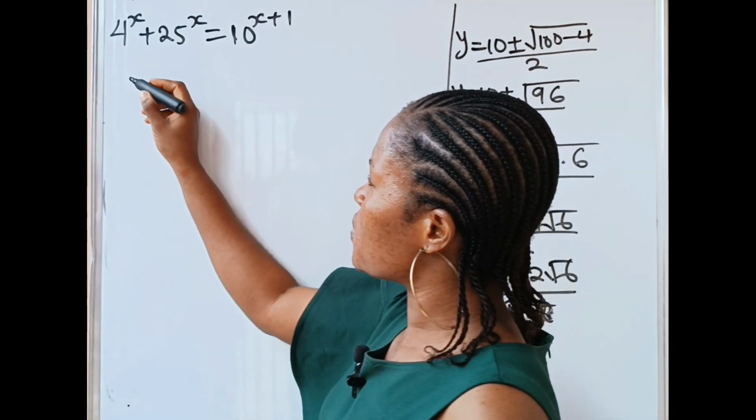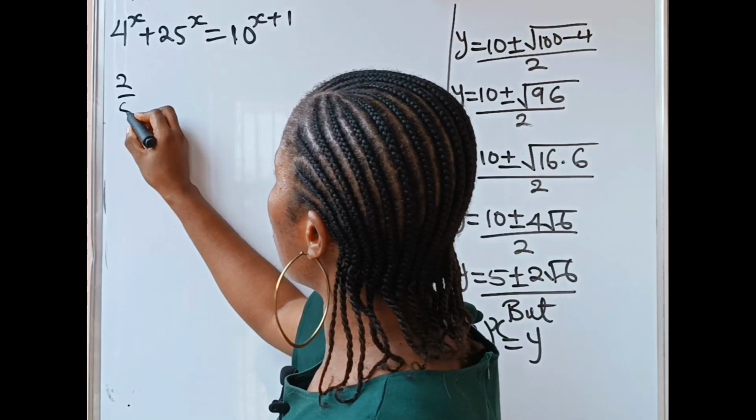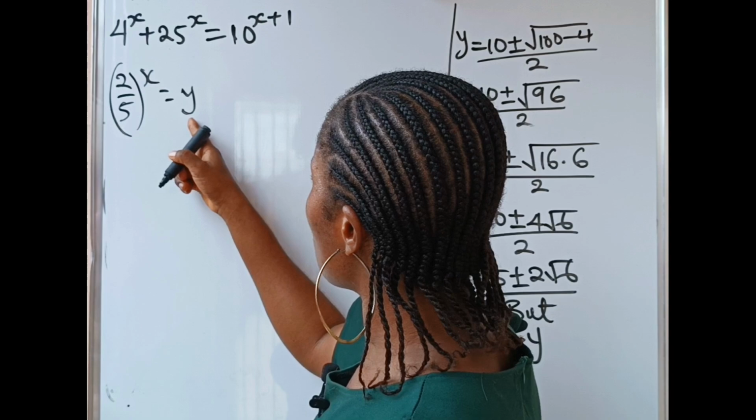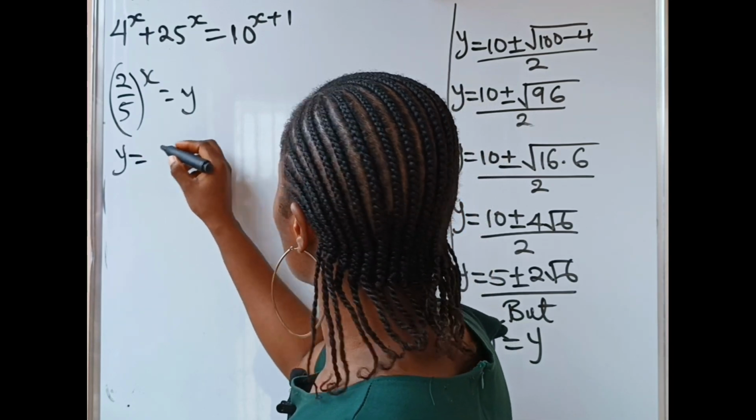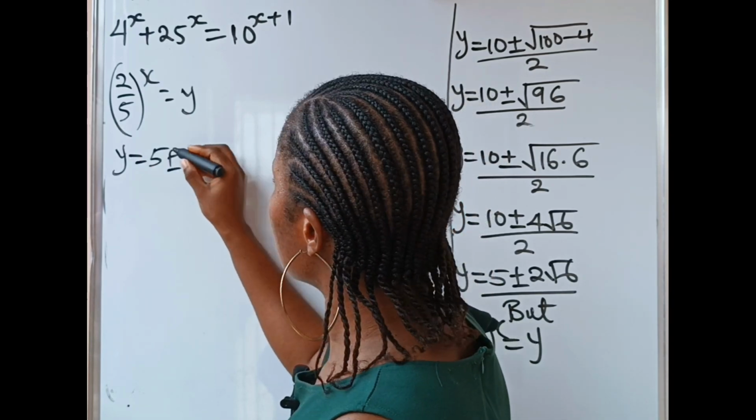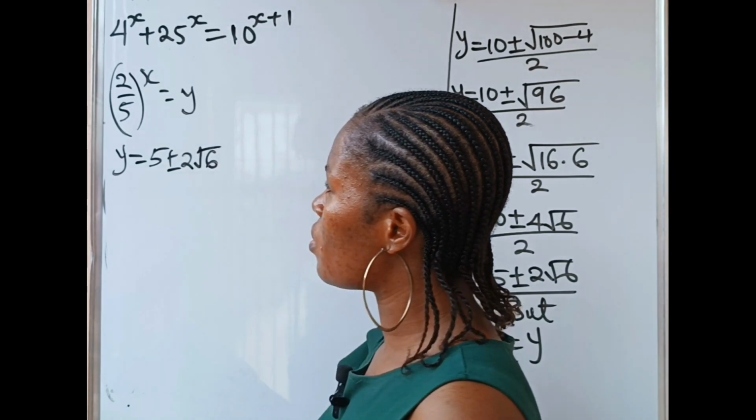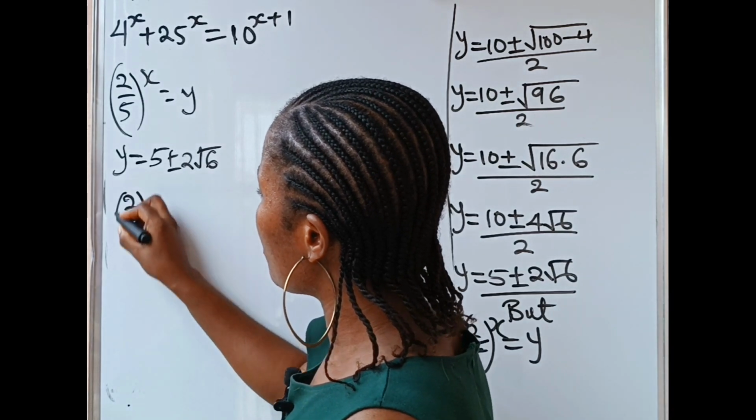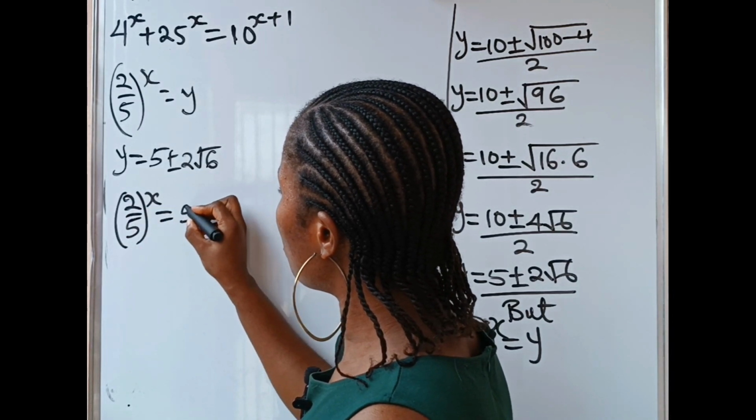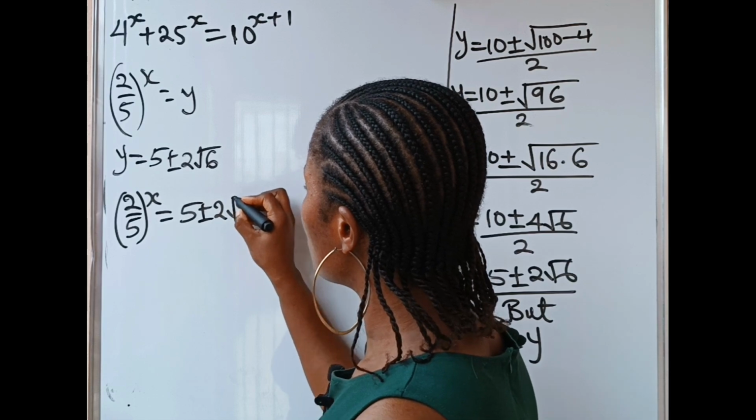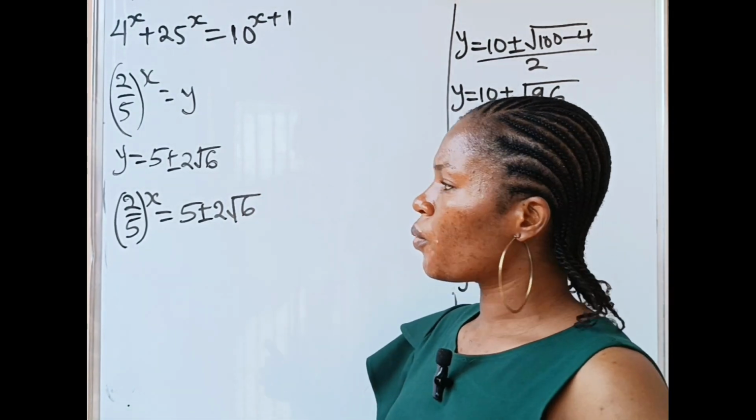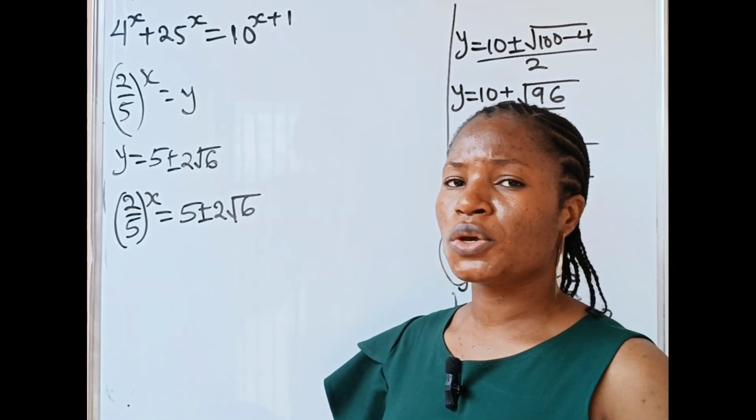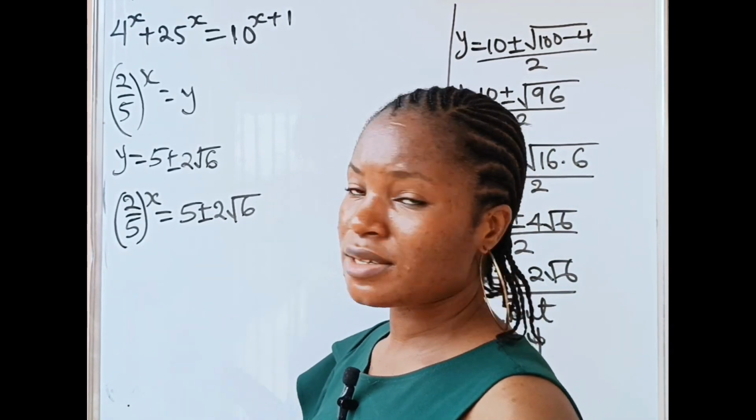All right, now this is where we are, that 2 over 5 to the power of x is equal to what? Y. And we have gotten y to be equal to 5 plus or minus 2 root 6, okay? So that simply means that we can write that 2 over 5 raised to the power of x is equal to 5 plus or minus 2 root 6, okay? Now we have a variable as power, so we cannot solve it except if we introduce log to the equation. So let's introduce log to both sides of the equation.